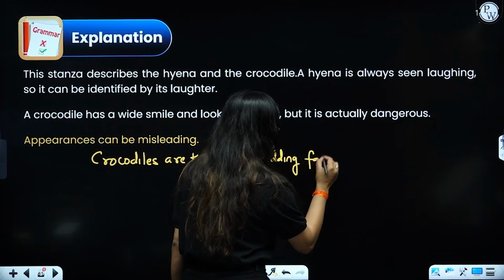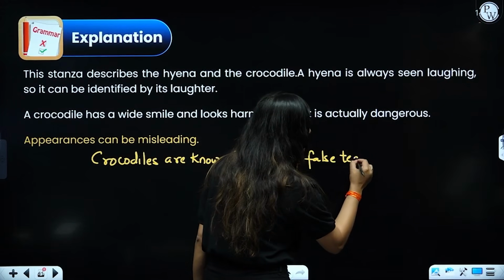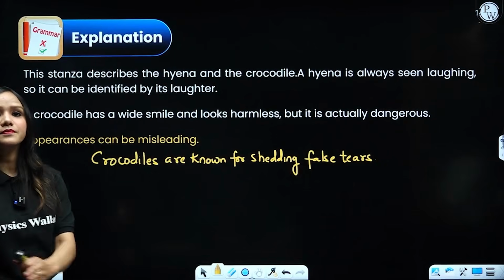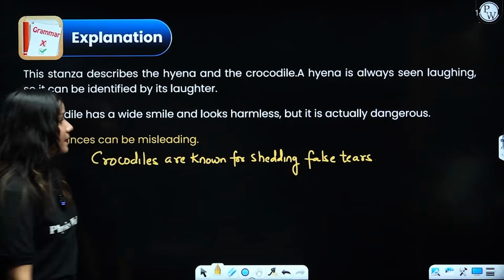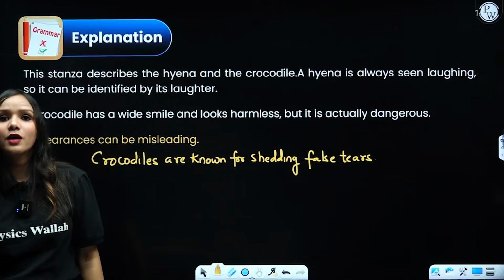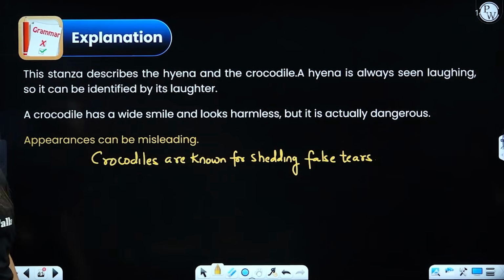Shedding false tears. Got it? So a crocodile is known for shedding false tears. So please remember this thing.